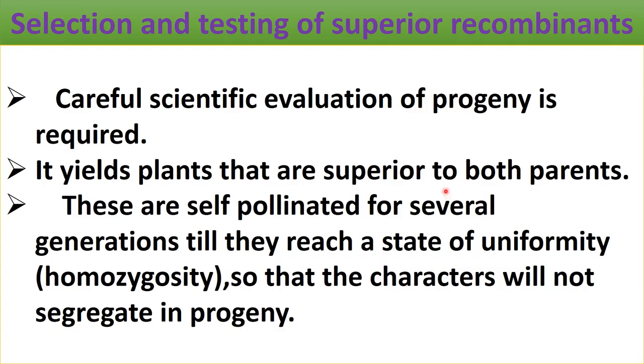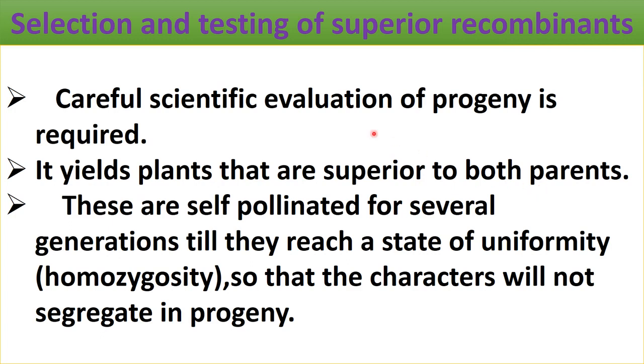Now all the hybrid plants will not have the desirable combination. Only one out of hundreds or thousands will have that desirable combination. So we need to select that only, and that is called a superior recombinant. So what is done here? That superior recombinant is selected. So it yields plants that are superior to both parents.